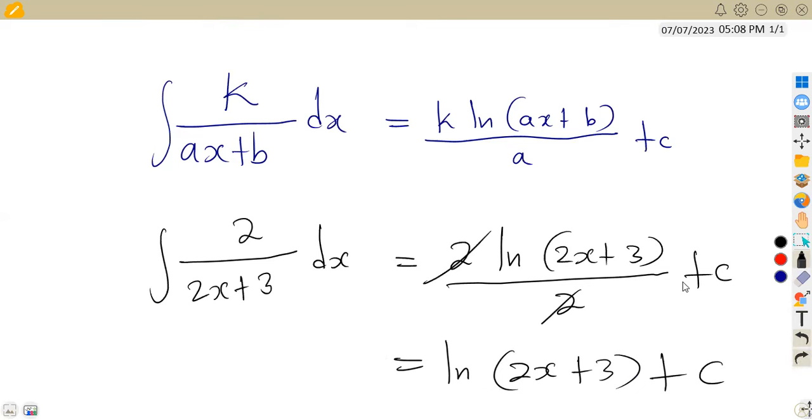So this is what you're going to obtain at the end. So these are some of the typical questions that you must expect to have. It's not always that you are just given the integral of 2 over x plus 1 like this, where this is just x. It can be a number, 2x. That number is supposed to be affecting your final answer. You have to divide by that number. So that is how you apply your integrals.